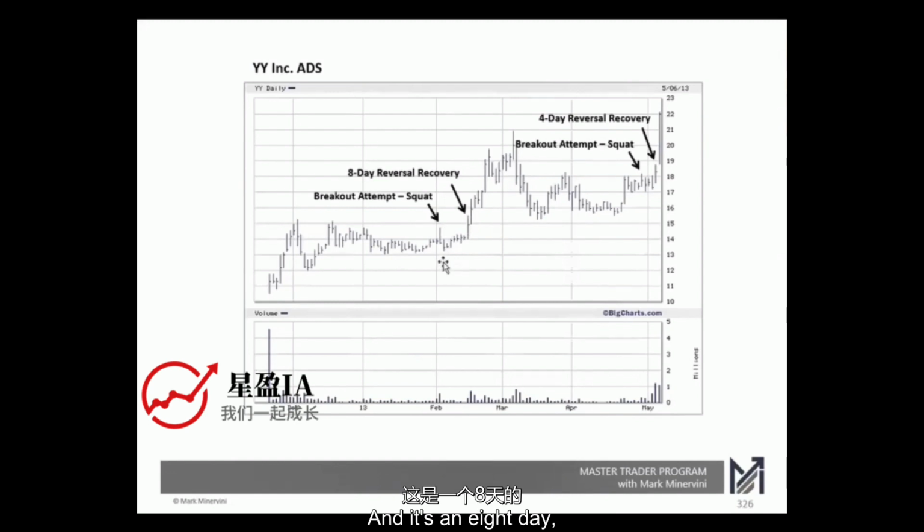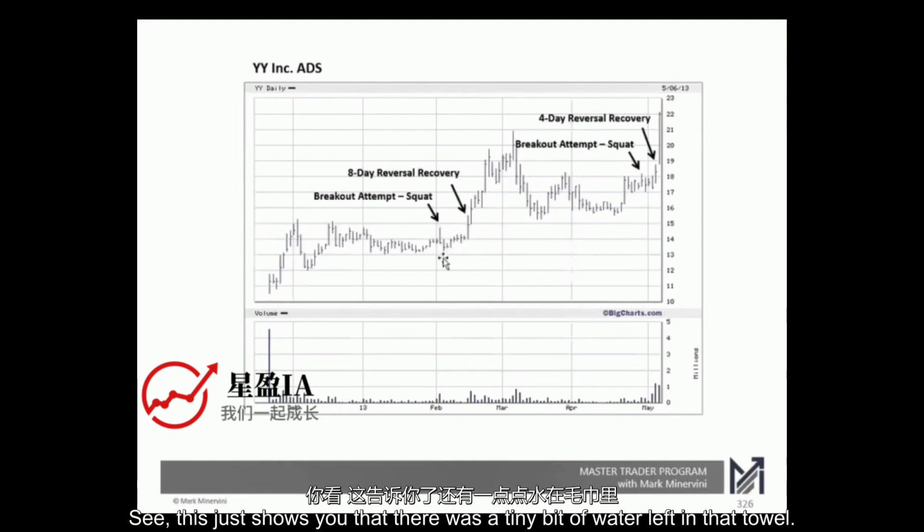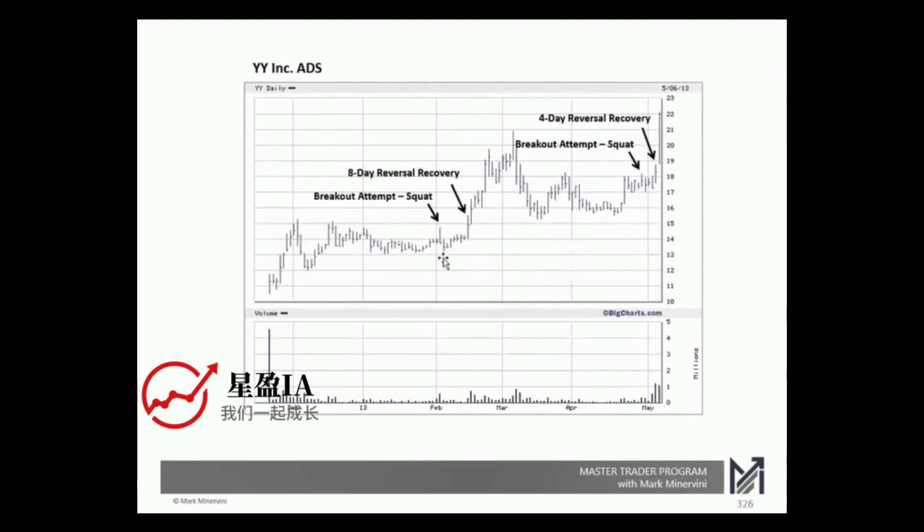And it's an 8 day? 1, 2, 3, 4, 5, 6, 7. Yeah, 8-day reversal recovery. And then you see how efficient, wham, takes right off. Now you've got that last little bit of supply. See, this just shows you that there was a tiny bit of water left in that towel. And once they wrung that towel out to the final last drop, now the stock can go. Simple laws of supply and demand.